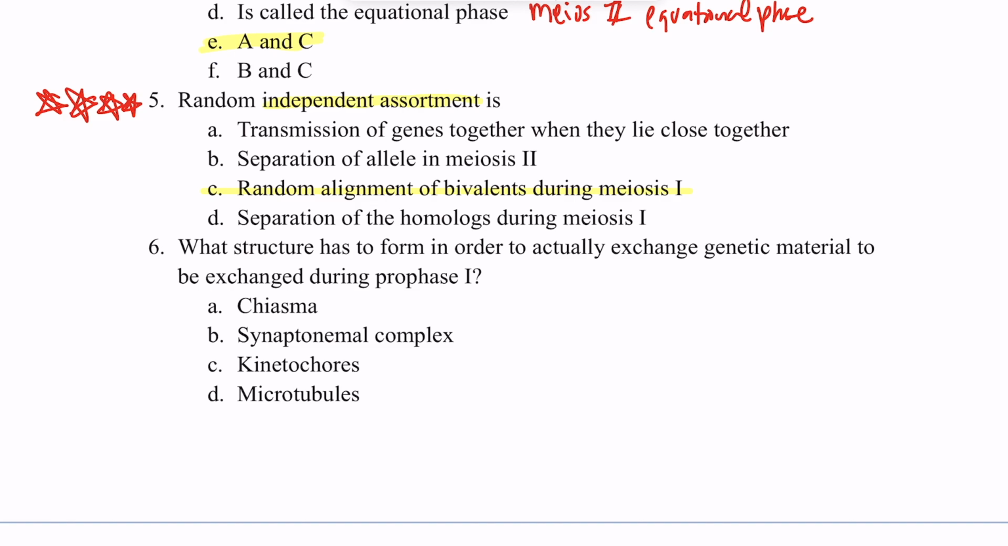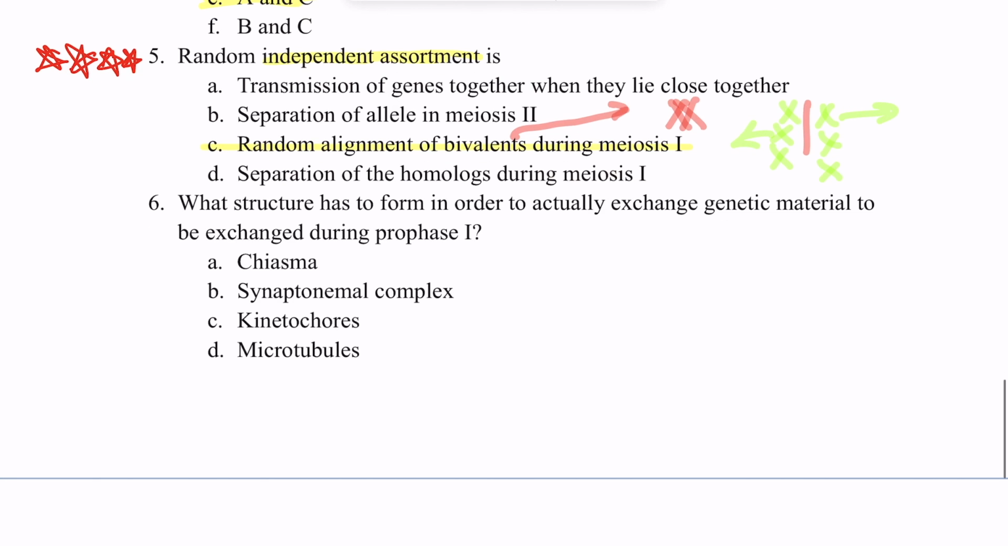So what it means by random alignment of bivalents, if you can recall, we said bivalents were this collection of synapsed chromosomes, and we're just going to randomly align them along the metaphase plate. So that red line is the metaphase plate. These are chromosomes. They're just going to randomly align, and that creates genetic variation because this one goes over there, this one goes over there, but if they were switched, then it would be different. So yeah, know this definition, highly, highly testable.